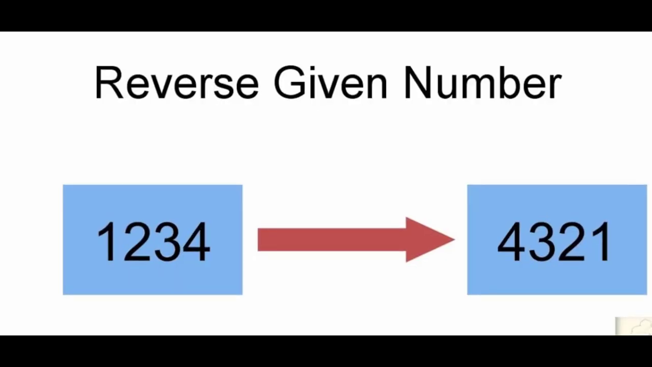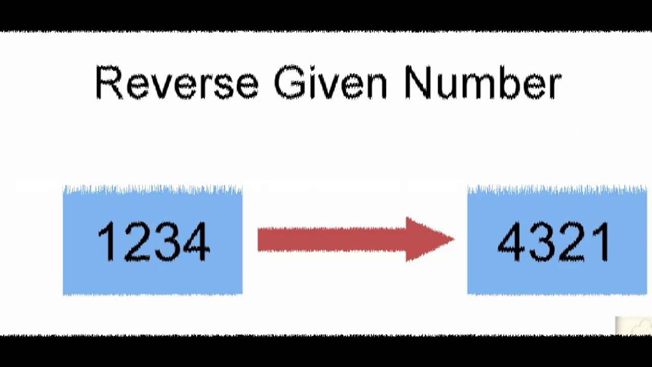Suppose a number is there. Just take an example: there is a number 1, 2, 3, 4. You are giving this 1, 2, 3, 4 as an input for the C program that you are going to write, and that program has to give 4, 3, 2, 1 as the reverse number. The program has to produce the output as 4, 3, 2, 1. So actually the program has to use pointer to reverse the given number 1, 2, 3, 4 into 4, 3, 2, 1. Okay, so let me discuss the logic one by one.